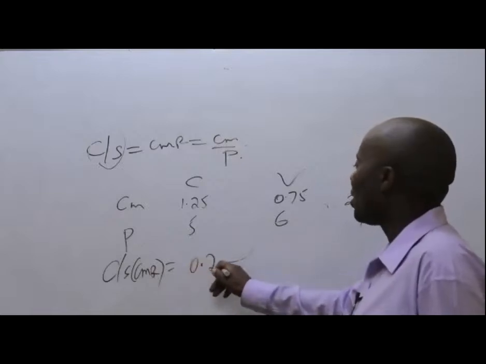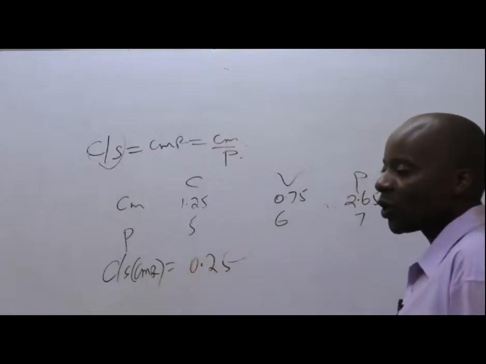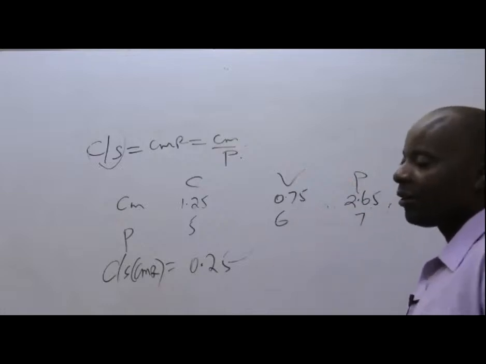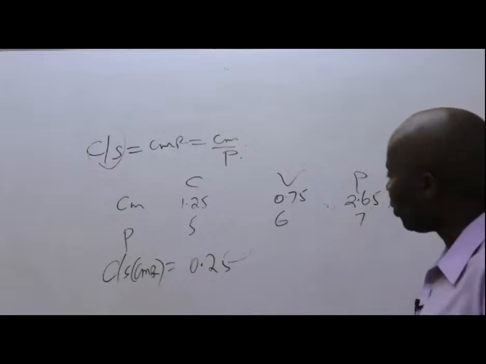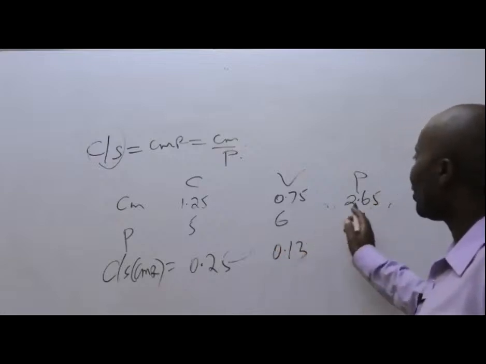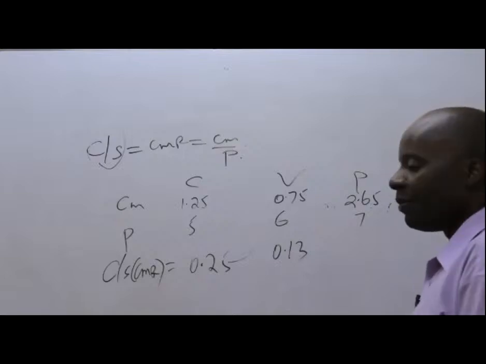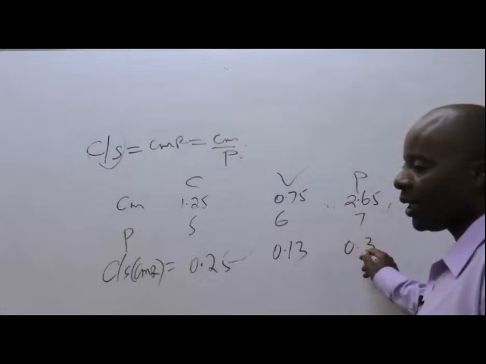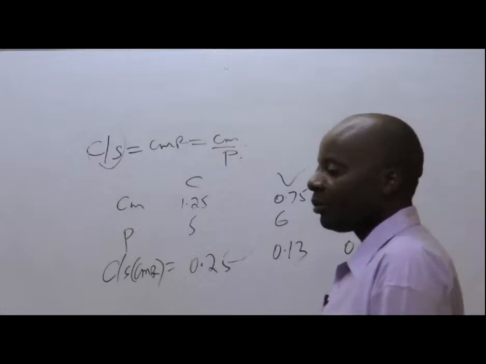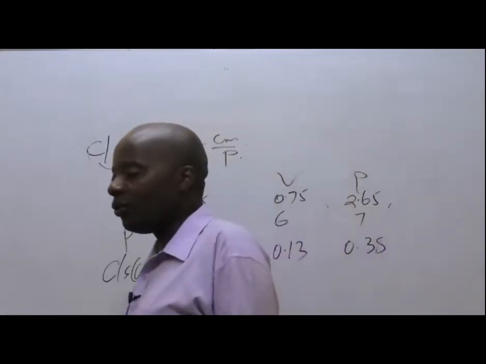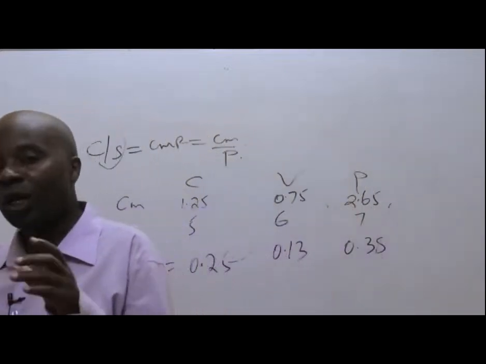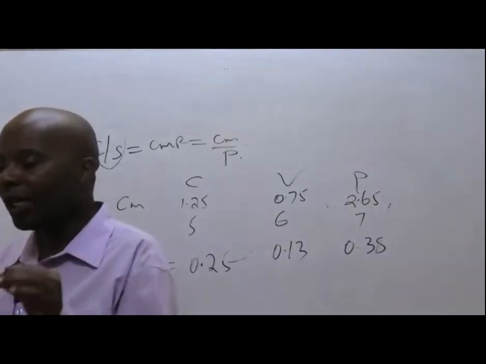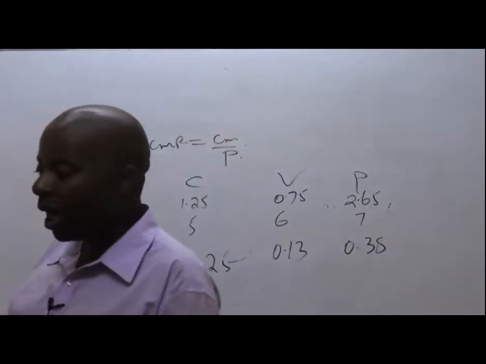0.25, thank you. How about 0.75 and 6? 0.75 vis-a-vis 6 here for V. For V, what do we have? Somebody, 0.13. The last one is 2.65 divided by 7. This gives me 0.38. Thank you. So that is what we were required to do in requirement 1 to get the CS ratio for each of our products.